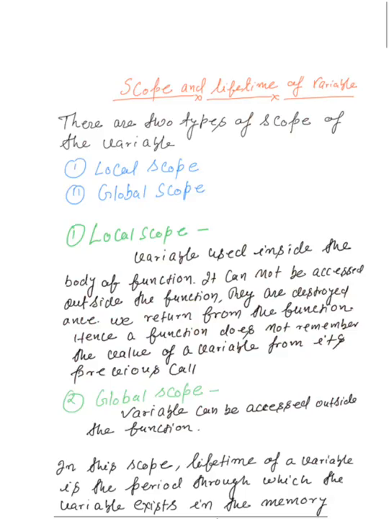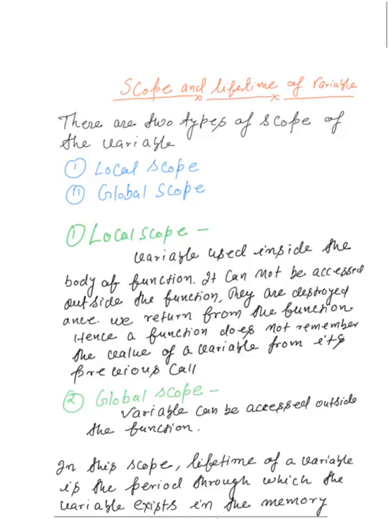The first thing I'm going to discuss is the scope and lifetime of a variable in functions. Means, in a function, what will be the scope of that particular variable? So first, you should be very clear about the scope. What actually is the scope of the variables?